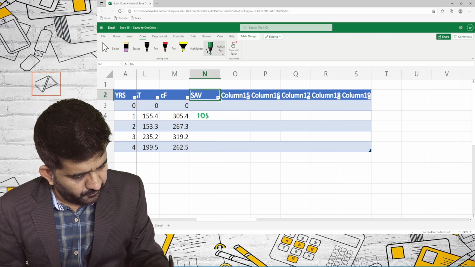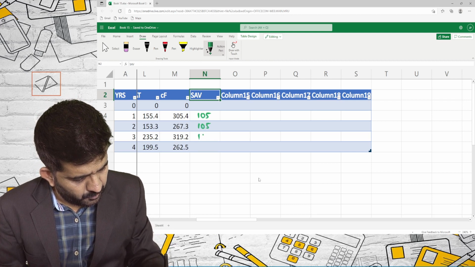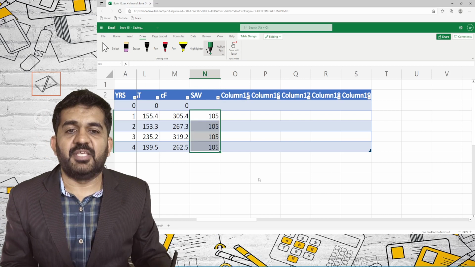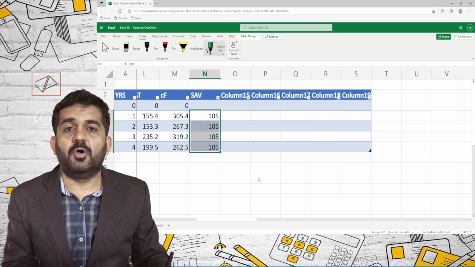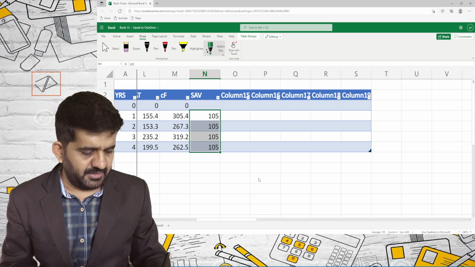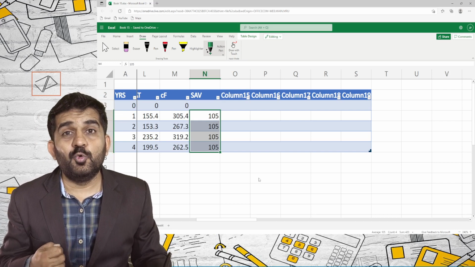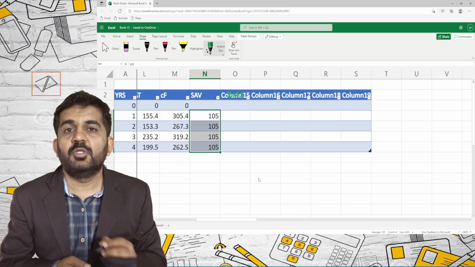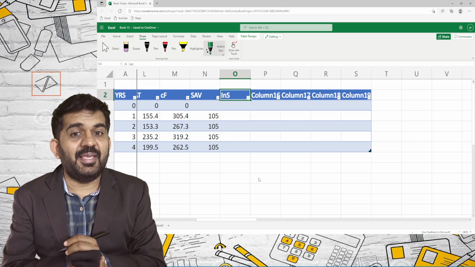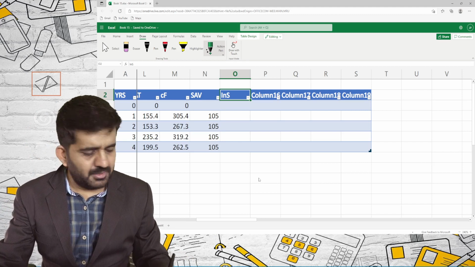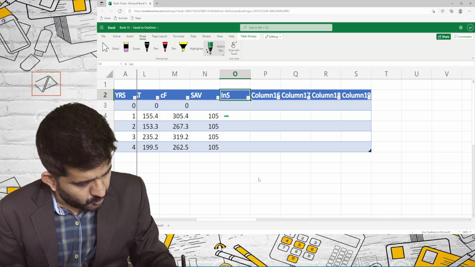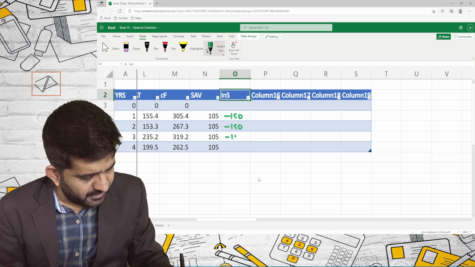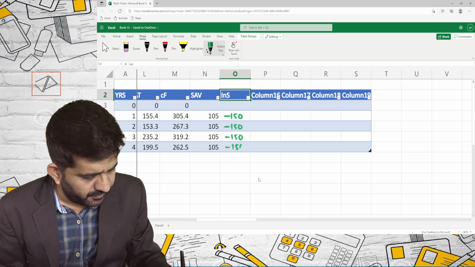It is 105, 105, 105, 105. Every year I will be saving 105 lakhs. I will have to pay my installment. How much installment am I paying every year? 150. So minus 150, minus 150, minus 150, minus 150.